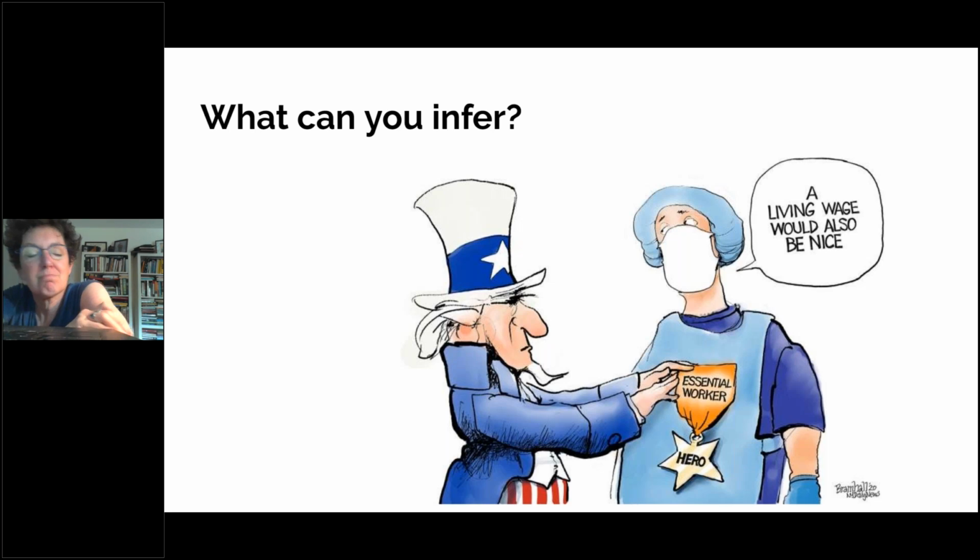They're trying to say that he's giving the doctor a reward for being a good hero. Do we think this is a doctor? The doctor is the one who has on the mask. Right. But if that person is asking for a living wage, do we think that would be a doctor? Yes, yes.